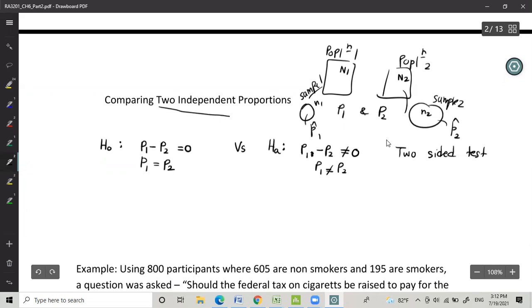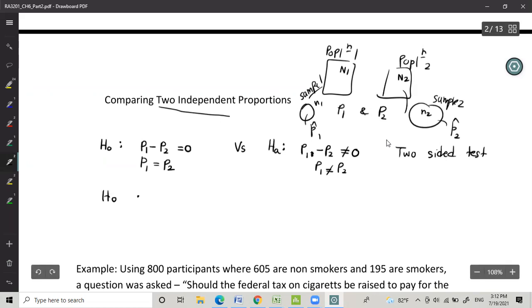Now, can you remember how we wrote the hypothesis for one sample? We had a number, right? We had P equals a certain number, P equals 0.5, P equals 0.65, something like that. Now what do we have? We have two proportions. We are comparing two populations. So you have two proportions, okay?